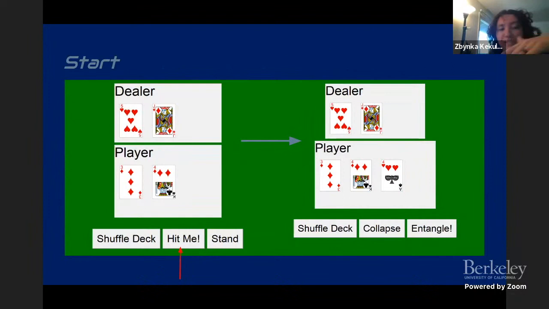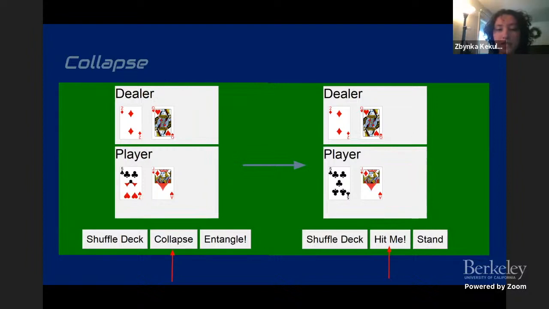So this is the start screen, what you see when you start our game. You see the dealer and the player and the cards they have. Here we start off with the superposed card, which is a 4 or a king. So the player has a 50% chance of either 4 or king. Just as in classical, the player can choose to hit or stand. And once you choose hit, you now have the option to collapse or entangle.